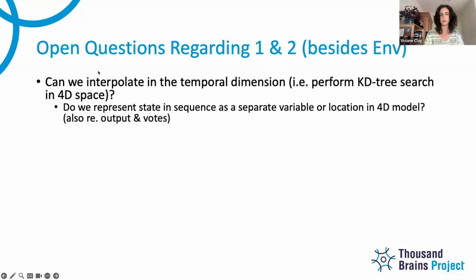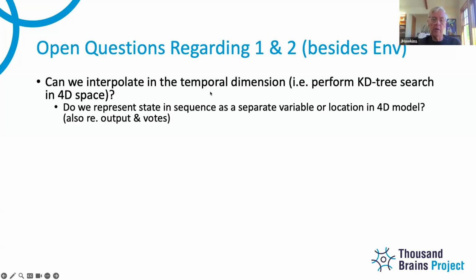One I mentioned earlier is, can we interpolate in the temporal dimension? For example, in Monty, that would mean performing KD3, nearest neighbor search in 4D space, where all of the points in the graph are x, y, z, t coordinates. And we just look for the nearest neighbor in the temporal dimension as well, which I feel is a nice property if we're able to interpolate in time as well. But I don't know if you have any thoughts on that.